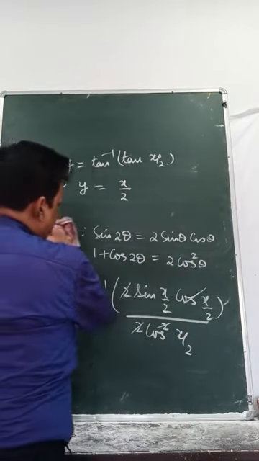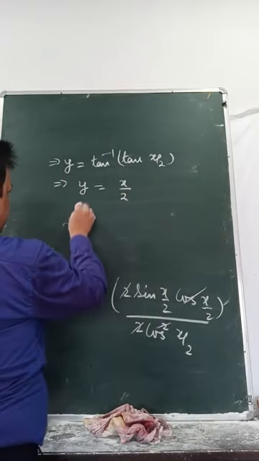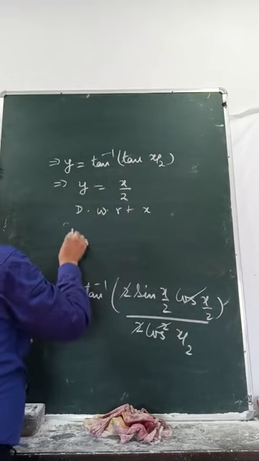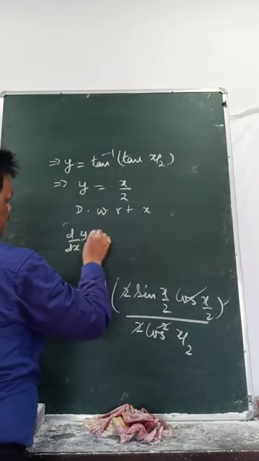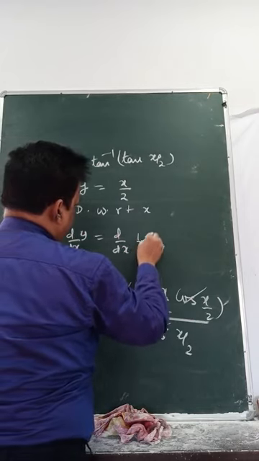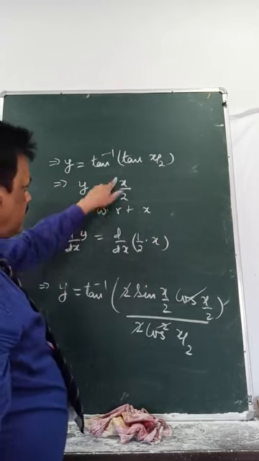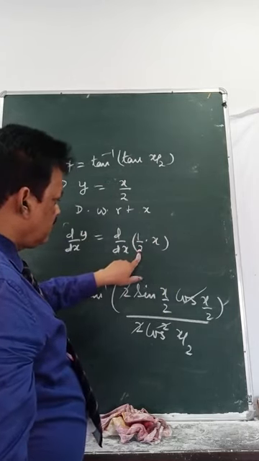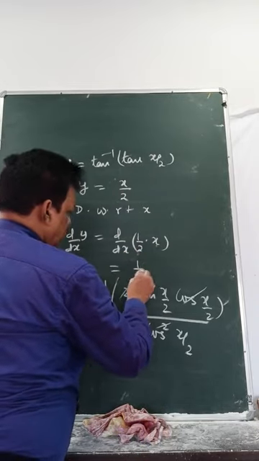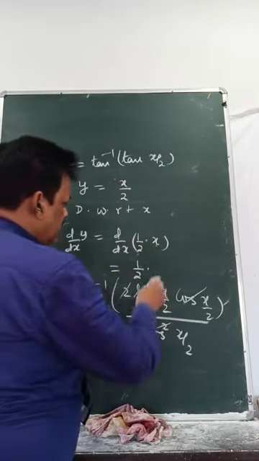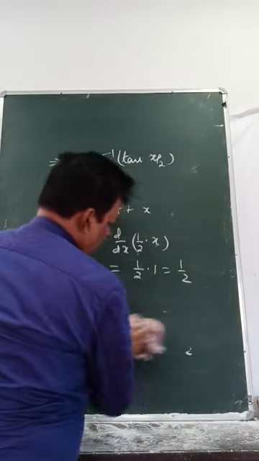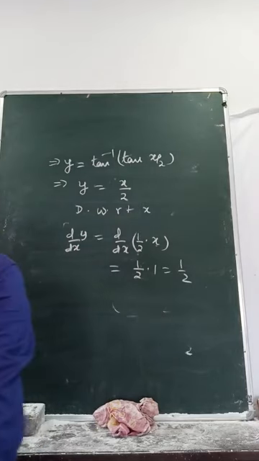Now there is no substitution here, so differentiate now with respect to x. d/dx of y equals d/dx of, I can write, half into x. X by 2 is half into x. The constant is half, the function is x. That means half, and the derivative of x with respect to x is 1. That is 1 upon 2. Okay.